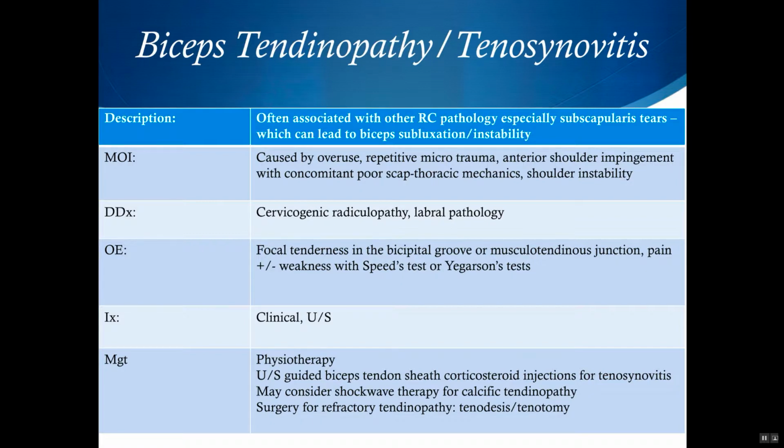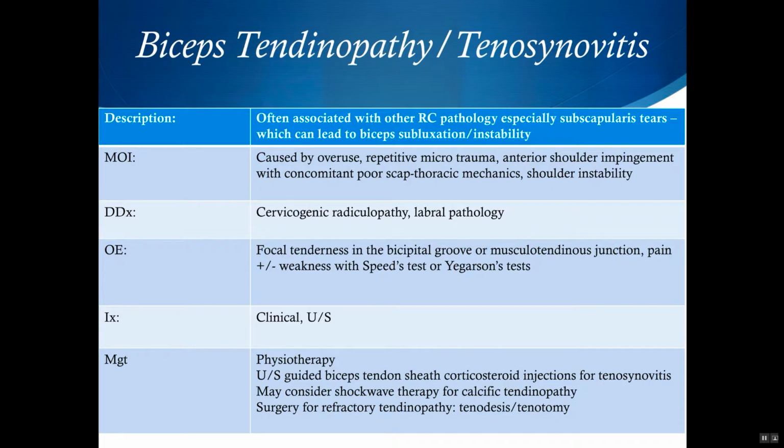On exam, typically you'll expect to find focal tenderness in the bicipital groove or the musculotendinous junction. You may see pain and weakness with Speed's test or Yergason's test. Most of the diagnosis here is clinical because you can fairly well localize the area of pain on palpation, but you may consider an ultrasound to specifically assess for possible tenosynovitis, which may alter your management plan.